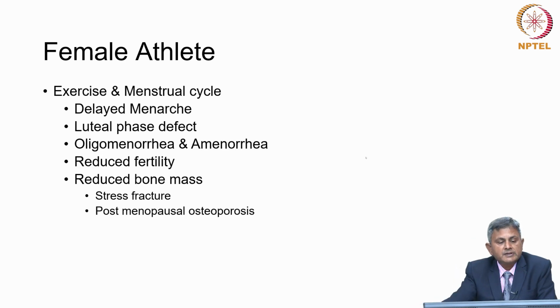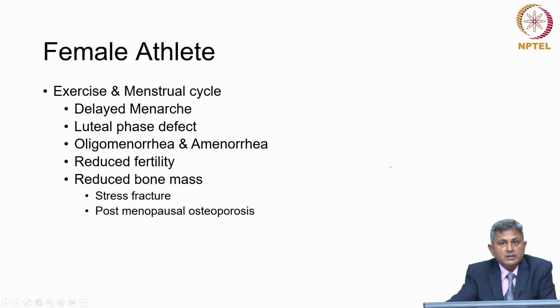The effects of exercise on the menstrual cycle, as we just discussed, are delayed menarche, luteal phase defects, oligo or amenorrhea. Oligomenorrhea or amenorrhea means fewer than 3 cycles in a year, or if a cycle doesn't come for more than 6 months, and it will be considered reduced fertility. The cycles get automatically extended, and there are some anovulatory cycles also, and reduced bone mass.